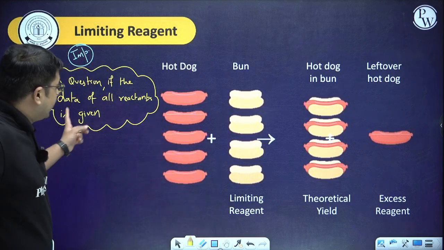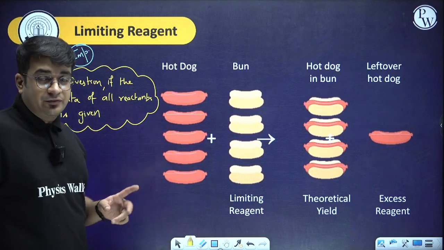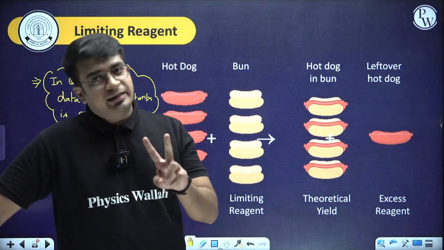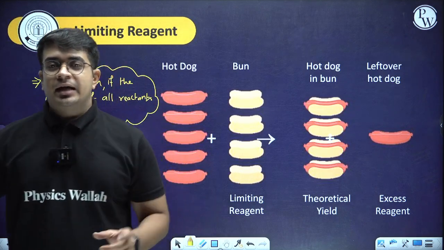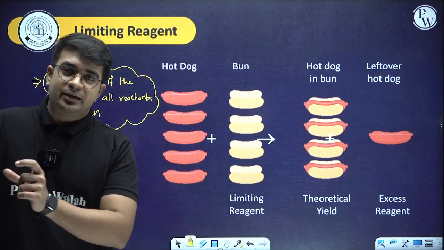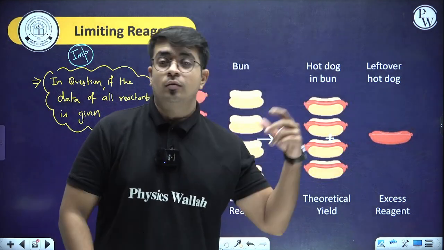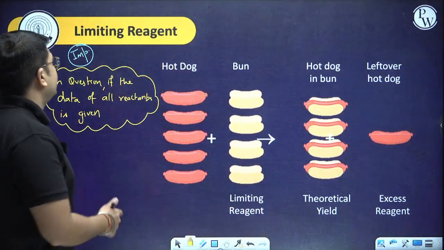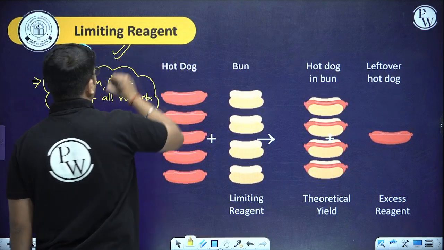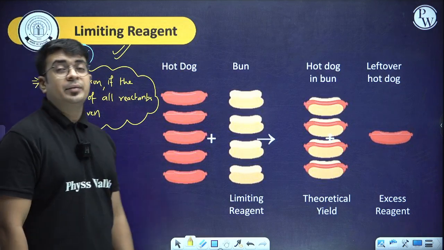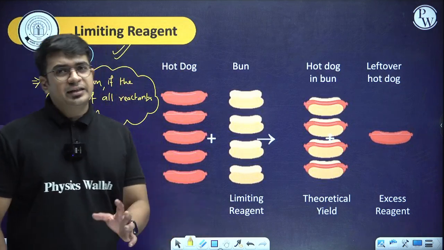But in this case, if the question says that we have, let's say, two reactants and the data of both the reactants are given, that X gram of this reactant reacts with Y gram of that reactant to form a product, then we need to understand that an additional concept will be there, which is the limiting reagent concept. Limiting reagent concept is very easy.